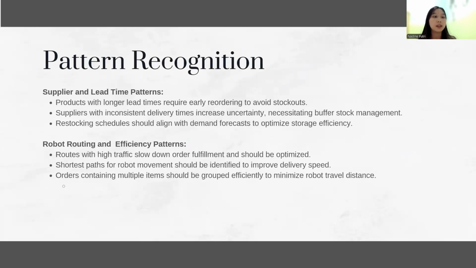Moving to the supplier and lead time patterns. Products with longer lead times require early reordering to avoid stockout, and suppliers with inconsistent delivery times increase uncertainty, necessitating buffer stock management. Restocking schedules should align with demand forecast to optimize storage efficiency. The last pattern is robot routing and efficiency patterns. Routes with high traffic slow down order fulfillment and should be optimized. The shortest path for robot movement should be identified to improve delivery speed. And orders containing multiple items should be grouped efficiently to minimize robot travel distance.